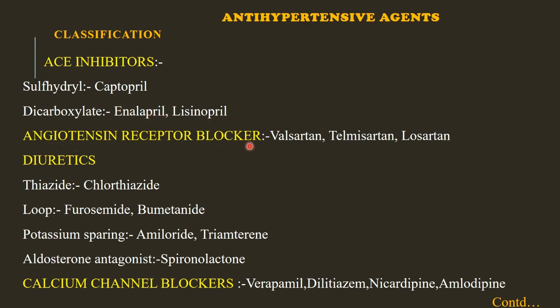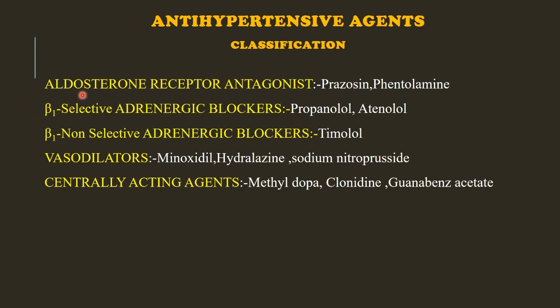Angiotensin receptor blockers. Examples: valsartan, telmisartan, losartan. Diuretics. Under diuretics, there are thiazide diuretics, example chlorothiazide. Loop diuretics: furosemide, bumetanide. Potassium sparing diuretics like amiloride and triamterene. Aldosterone antagonist diuretics like spironolactone. Calcium channel blockers like verapamil, diltiazem, nicardipine, and amlodipine. And we have even alpha blockers like prazosin, phentolamine, beta selective adrenergic blockers, propranolol and atenolol, and beta 1 non-selective adrenergic blockers, timolol.